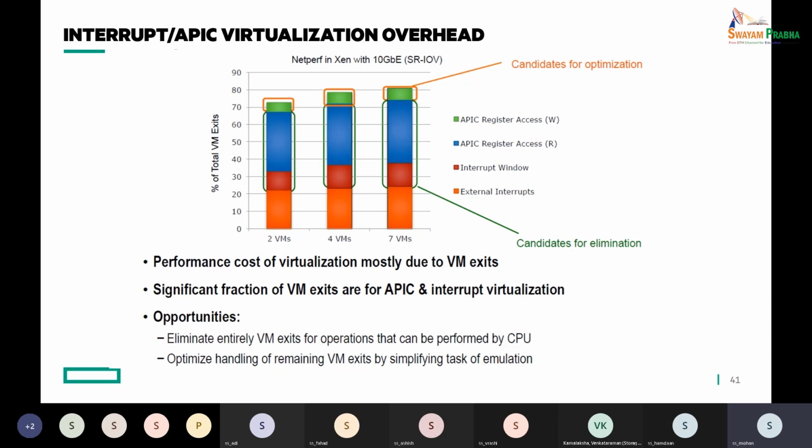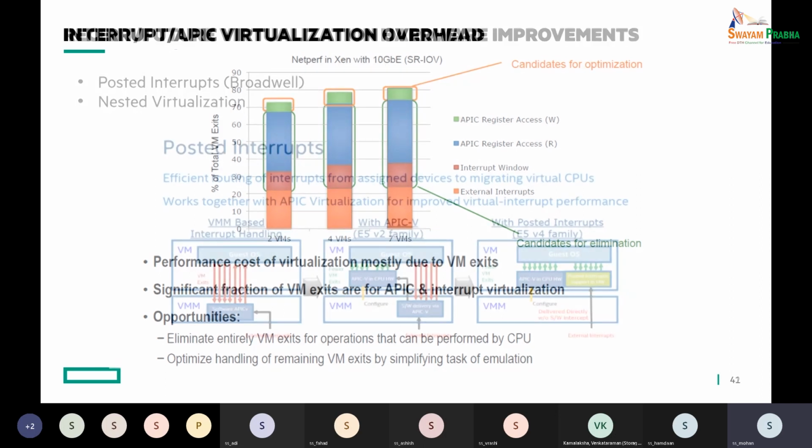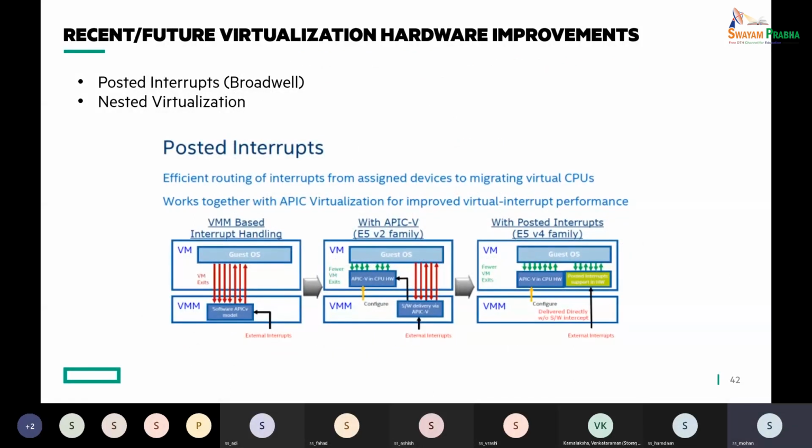In the case of APICv, it wasn't sufficient, so they also added things like posted interrupts. In the Broadwell Xeon CPU, Intel added support for posted interrupts, and you can see an idea of how things were working before. On the left hand side, in typical handling, external interrupts would have come to the VMM, and then would have had to be delivered through a software APICv model to the guest operating system. So you would have seen all these VM exits and entries happening when you get interrupts.